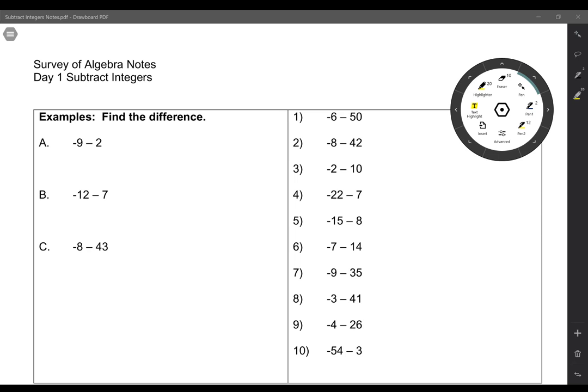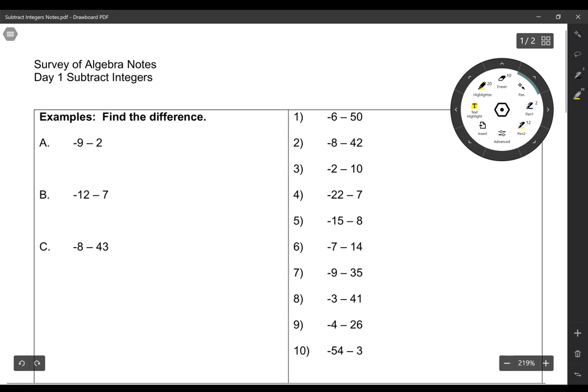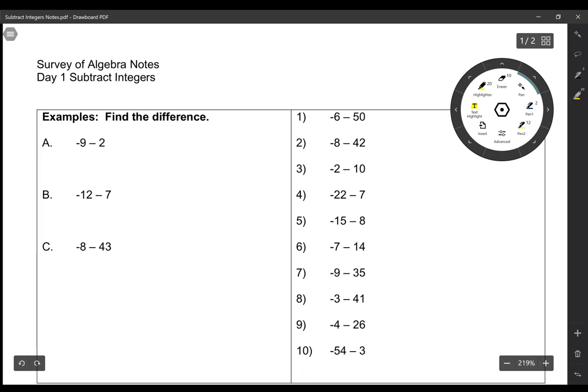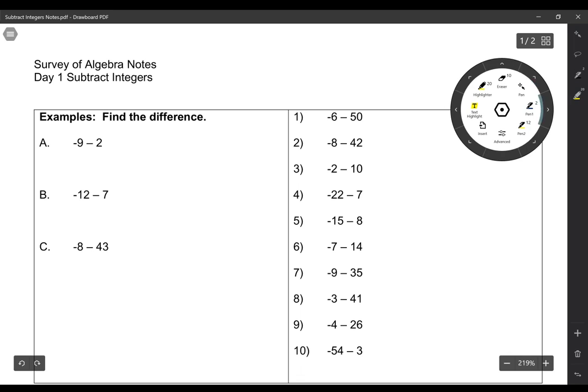So one way, like in example A, when I have -9 minus 2, is I can take any time I have subtraction, and I can rewrite the subtraction as -9. Here we go. And then instead of -2, I can write plus a -2. And so anytime I have subtraction, I can write it as plus a negative. It's basically almost like I'm moving the minus sign over and making it a negative instead. And we're usually pretty good with addition, so we can get the answer then right away.